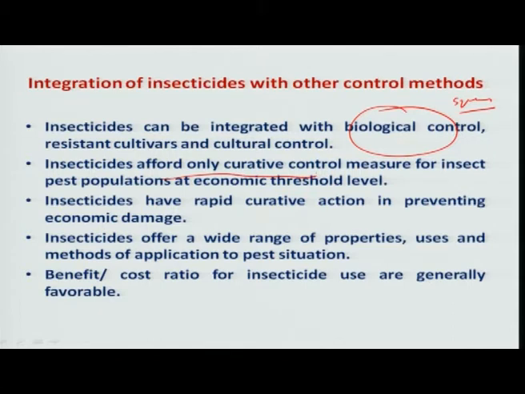Whenever the damage is there, whenever we apply insecticide, they effectively bring down the population. Then all these insecticides will have a rapid curative measure. So, immediately after seeing the economic damage, if you apply, the incidence will come down below the economic threshold level.